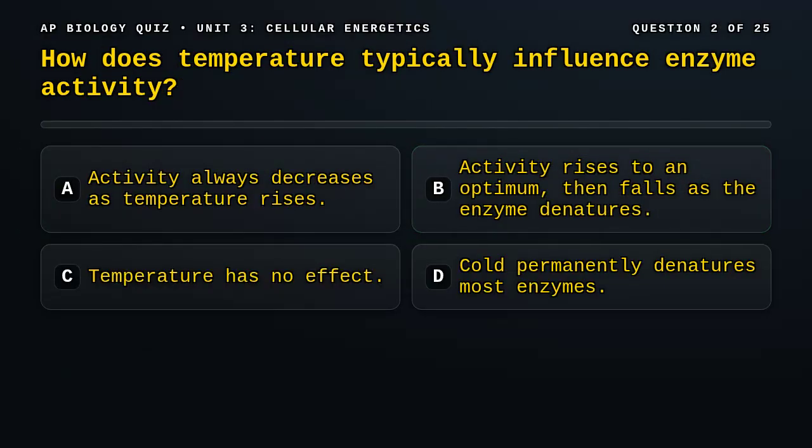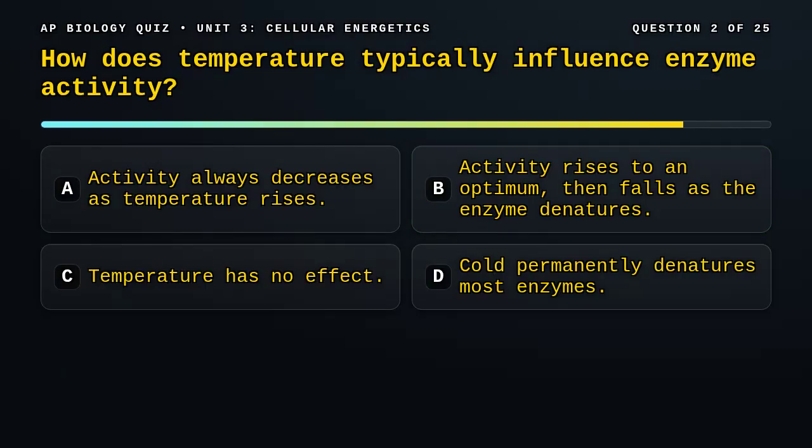Question 2. How does temperature typically influence enzyme activity? A. Activity always decreases as temperature rises. B. Activity rises with temperature to an optimal point, then declines as the enzyme denatures. C. Temperature has no effect. D. Cold permanently denatures most enzymes.